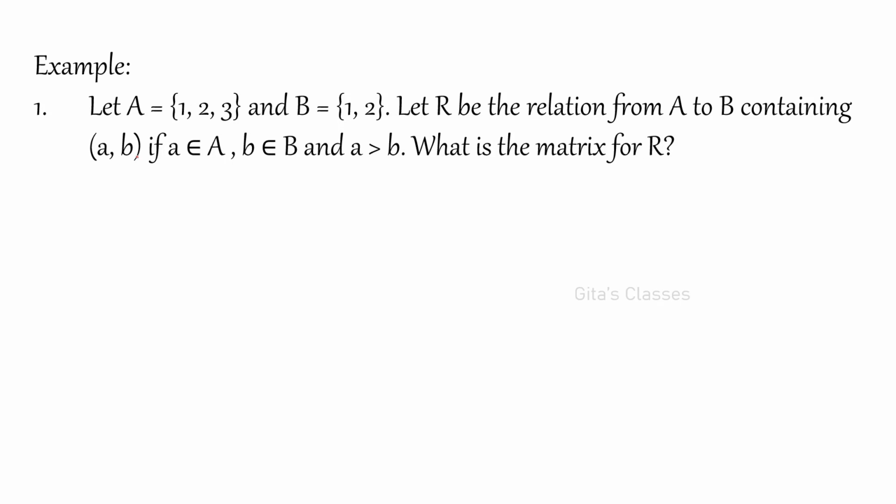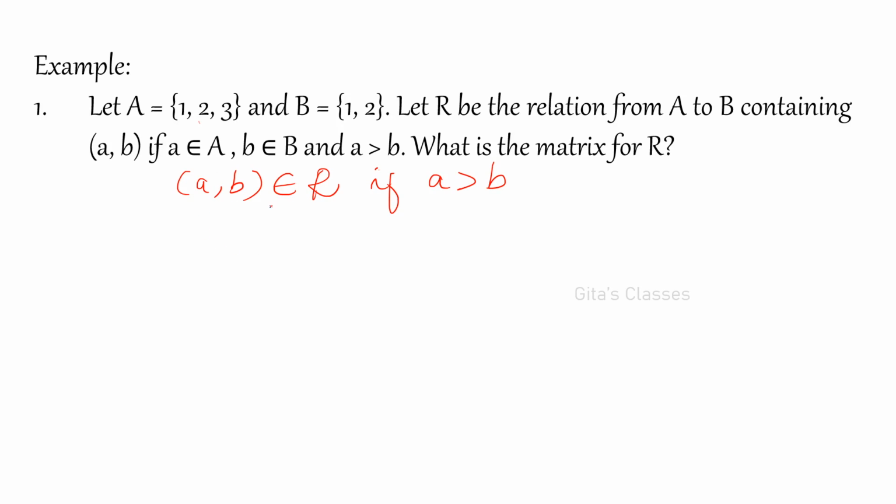Now let us see some examples. A is equal to {1, 2, 3} and B is equal to {1, 2}. We are defining the relation R from A to B containing (a, b), where a belongs to A, taken from the first set, and b is taken from the set B, such that a is greater than b. Then what is the matrix for R? First let us find out the elements of R. (a, b) is in R if a is greater than b. That is the relation defined.